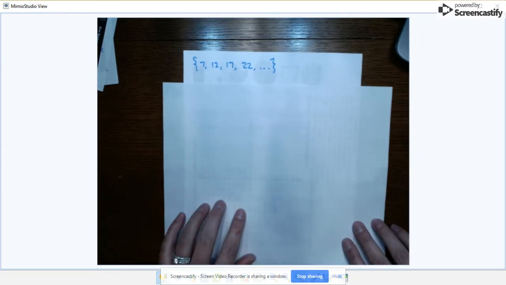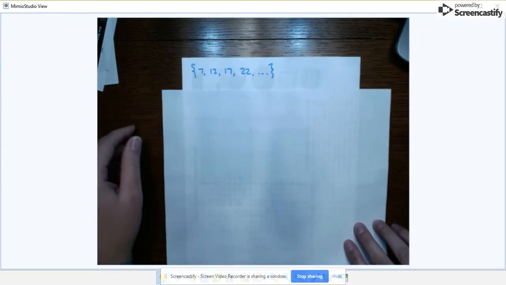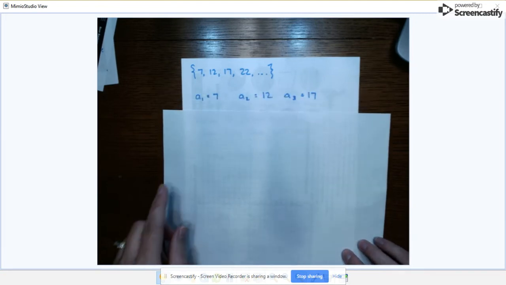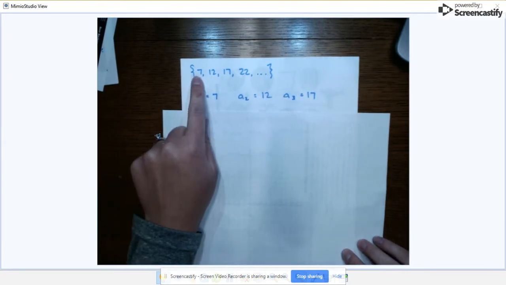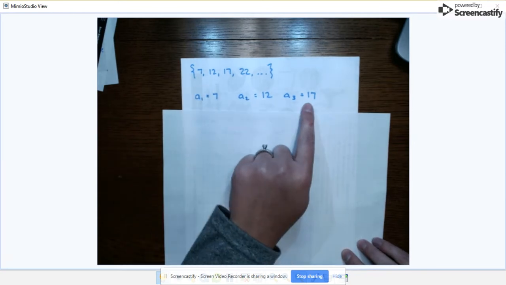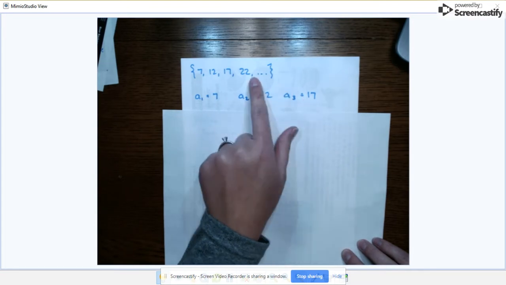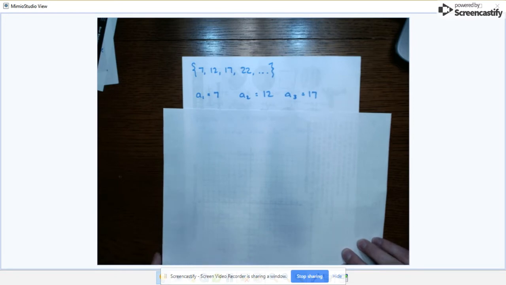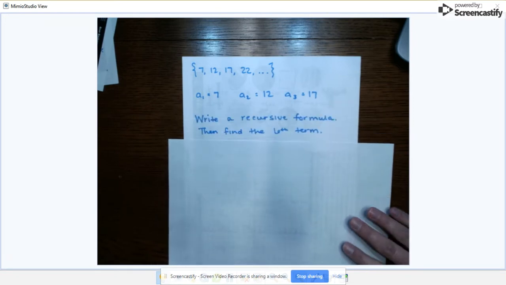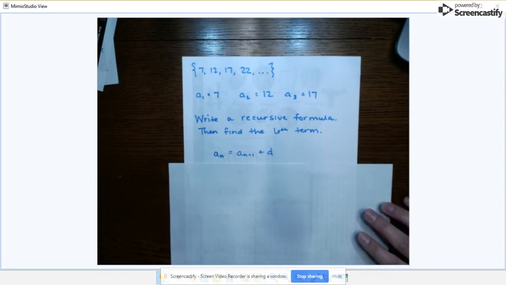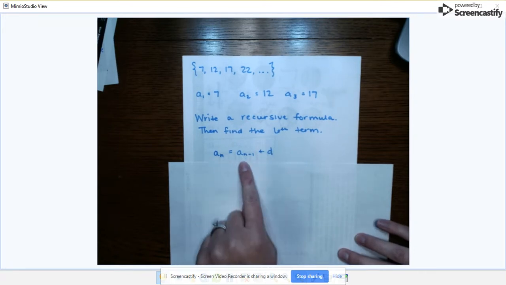So we'll go back to that example that we said was arithmetic. So we have 7, 12, 17, and 22. Just to get some of that terminology, a sub 1 was our first term, which is 7. A sub 2, the second term, is 12. Third term is 17. Fourth term would be 22. Fifth term is 27, and so on. Okay, so our goal now is to write a recursive formula and then use that formula to find the 6th term.